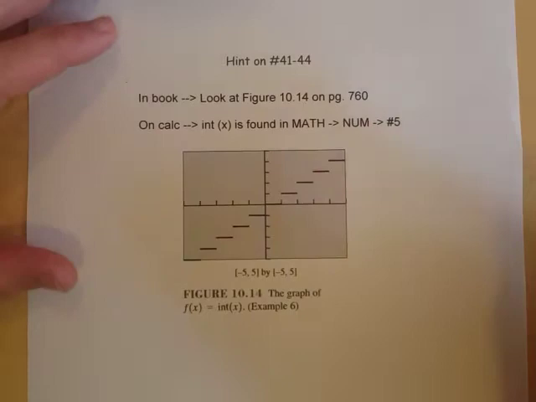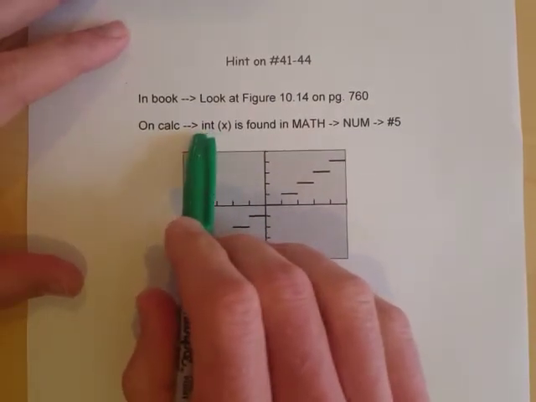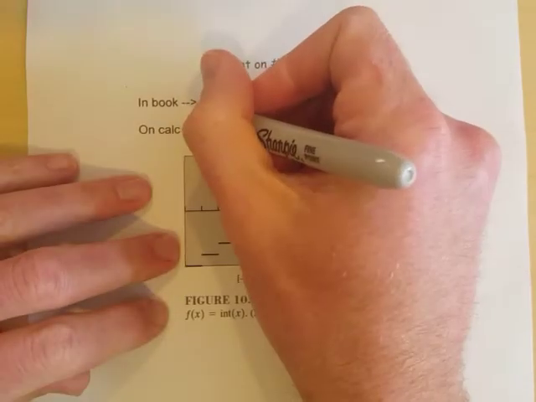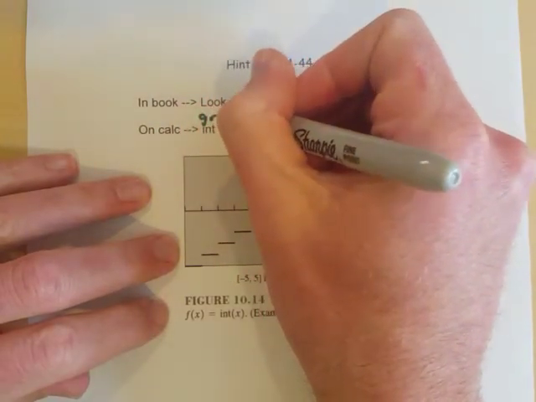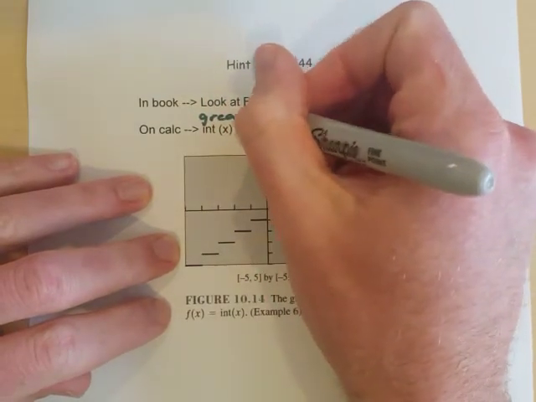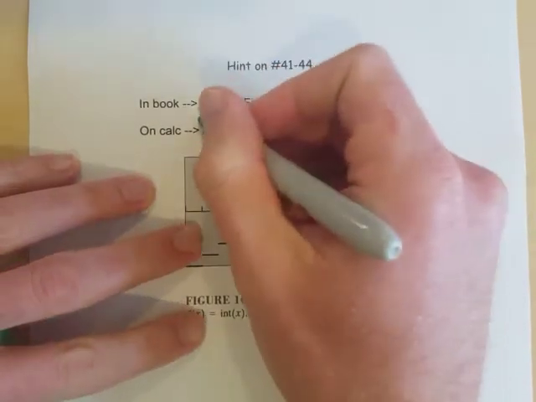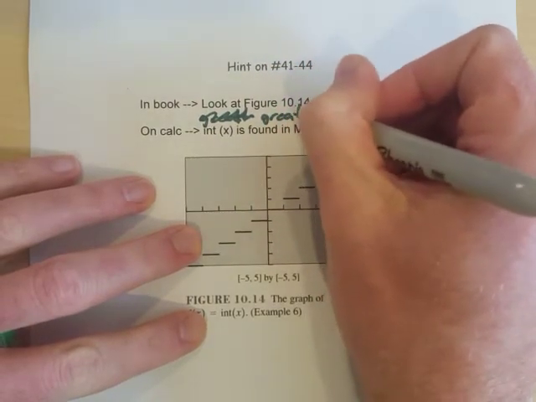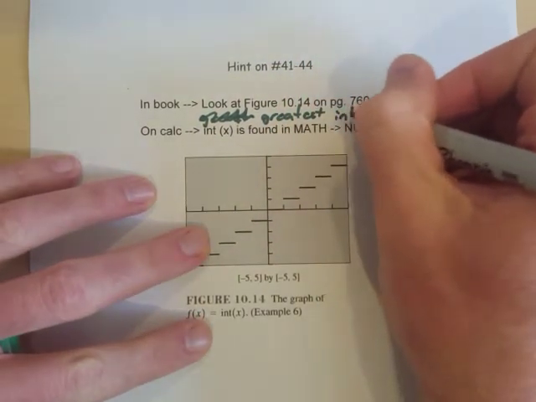But on the calc, what we're going to be working with is this int of x. That's called the greatest integer function. So know that when you see that, that means greatest integer function.